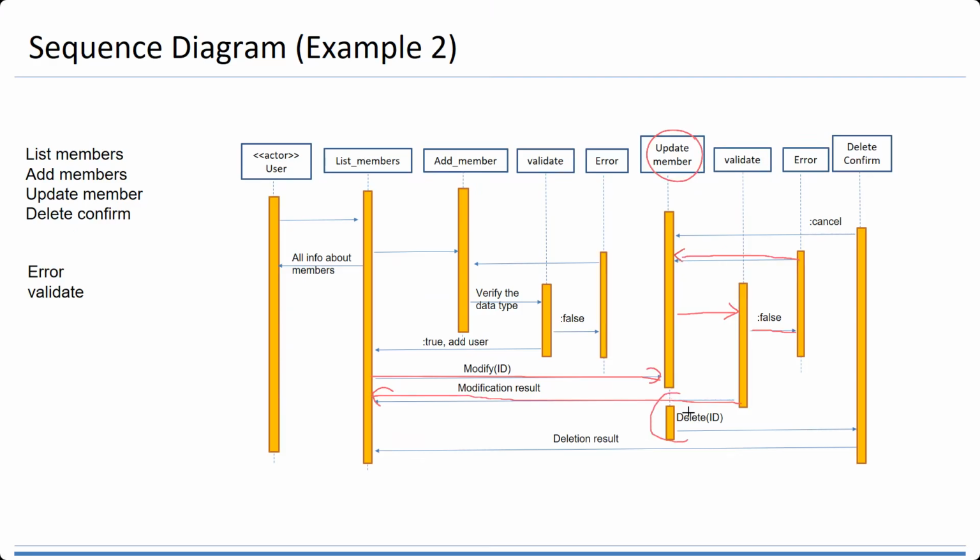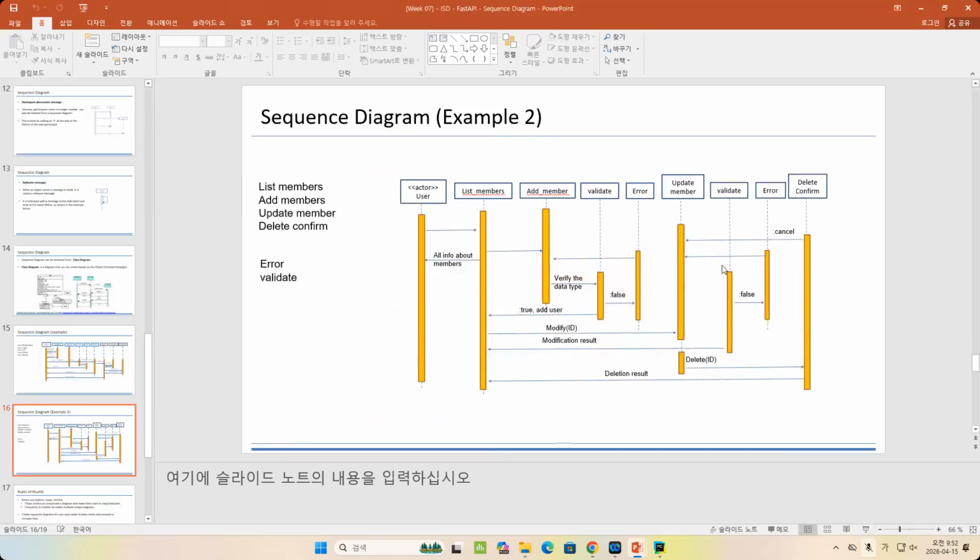It's the same with the deletion. When you delete, check if the deletion is correct, then you will show the deletion result. But if you do not want to delete, once you cancel it, then you will return to the update member. So this kind of flow. So I think I missed one line here. I missed one line to validate the user.